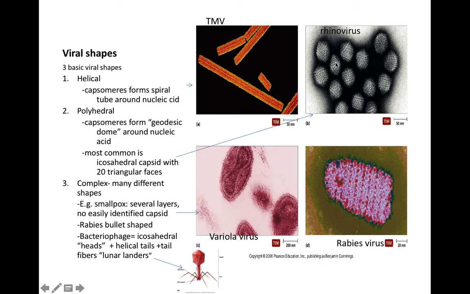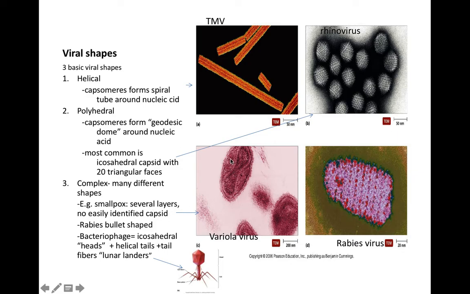Rhinoviruses can cause relatively mild upper respiratory tract infections like colds. And the most common polyhedral arrangement is called an icosahedral capsid with 20 triangular faces. It's really cool. In one of the lab movies that we made, I have this poor old virus model that's falling apart. We're actually holding it together with Scotch tape, which is kind of embarrassing, but it is an example of a virus with an icosahedral capsid. And then, folks, these other three, the variola virus, the smallpox virus here, the rabies virus, and then our cool little T bacteriophage, are called complex because they're more complex than just helical or just polyhedral.